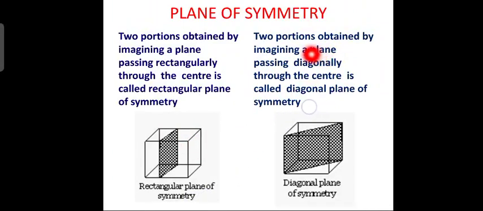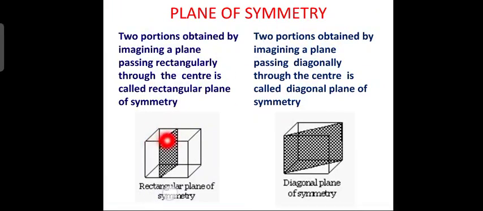Now, what is a diagonal plane of symmetry? Two portions obtained by imagining a plane passing diagonally through the center. For a diagonal plane of symmetry, the imaginary plane should pass diagonally through the center. This is the diagram of the diagonal plane of symmetry. You can see the plane passing exactly along the diagonal, so that it divides the crystal into two exact halves. And this is the rectangular plane of symmetry.